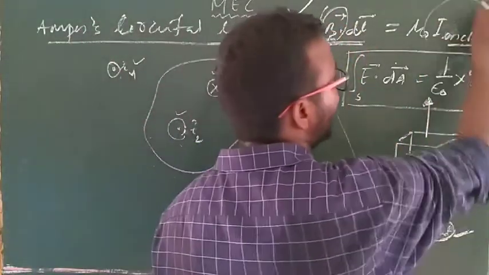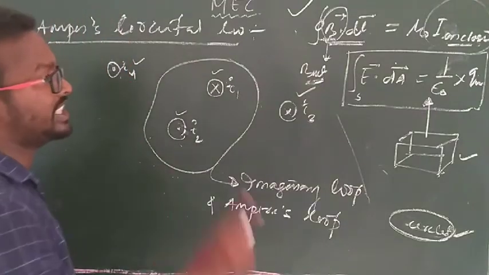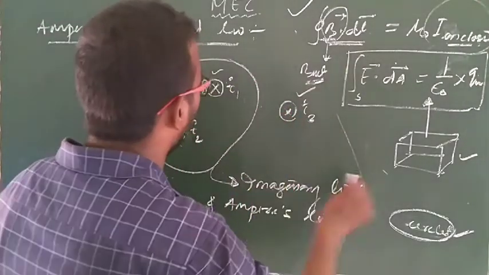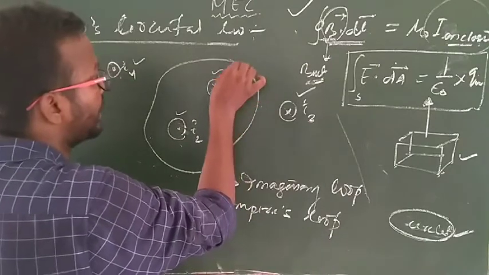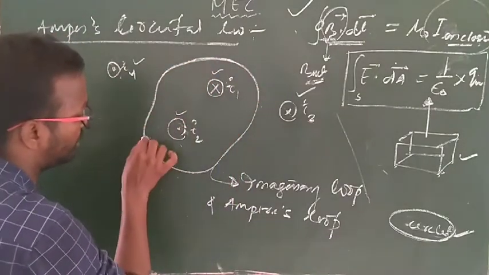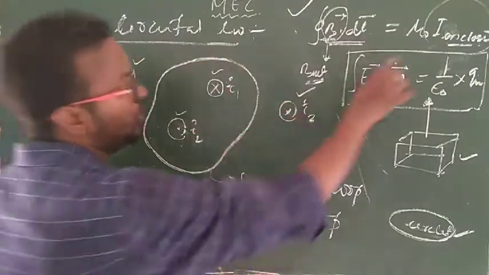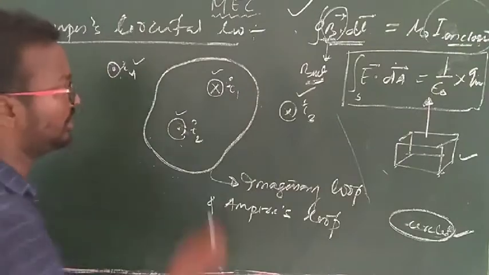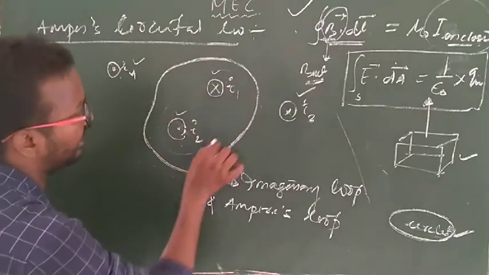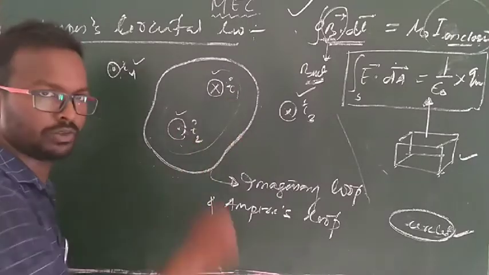Next, what is I enclosed? I enclosed means we deal only with the current flowing inside the Gaussian loop, or within the Gaussian loop. Suppose this is the Gaussian loop. So I enclosed is equal to the total current within it, that means I1 and I2.